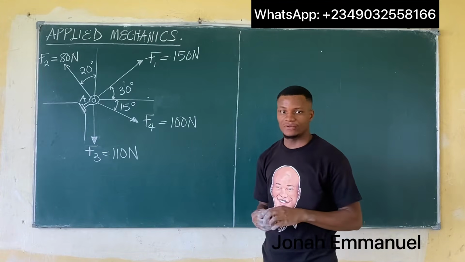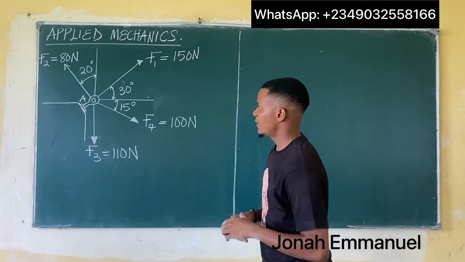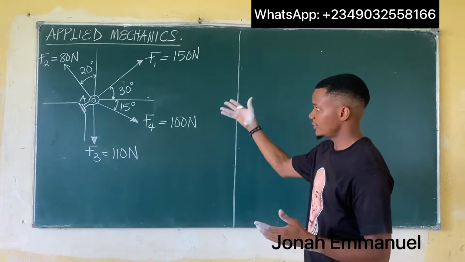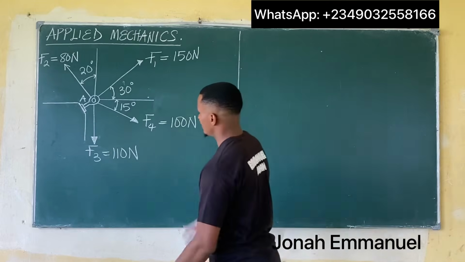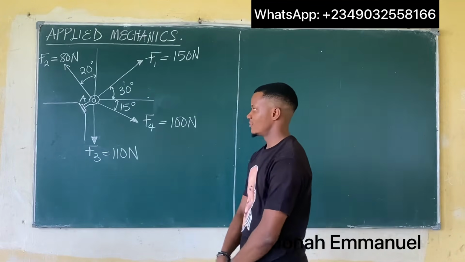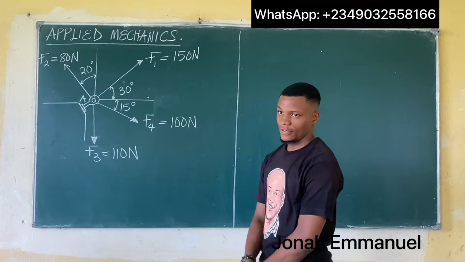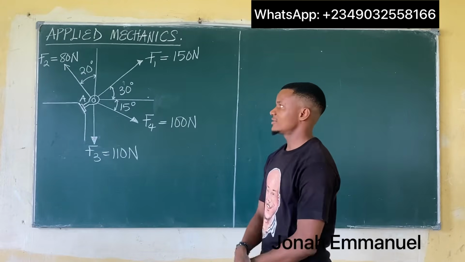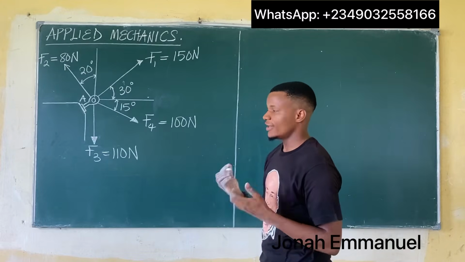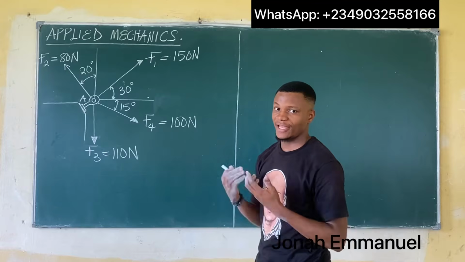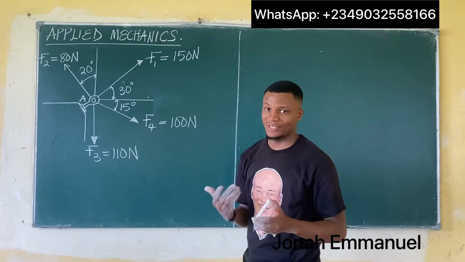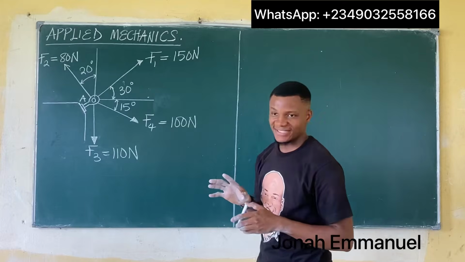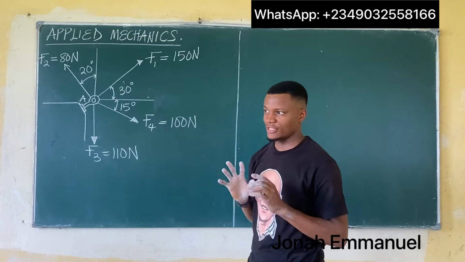Yet another example. In this example, we are asked to find the resultant of this whole system, the forces represented here. First things first, observe that they've already labeled F1, F2, F3, and F4 for you, so you don't have to stress with that. All you have to focus on now is getting the angle.